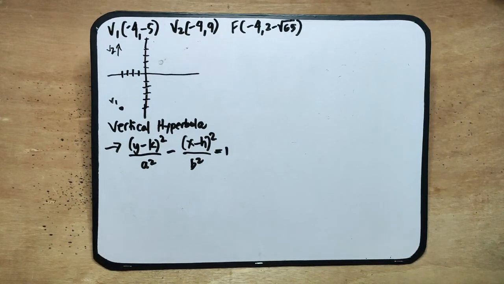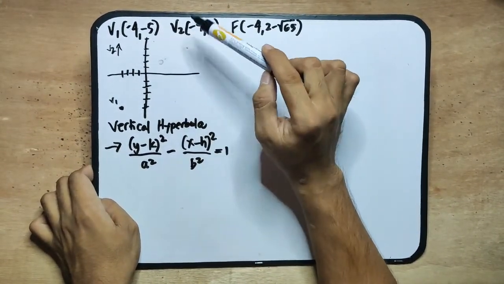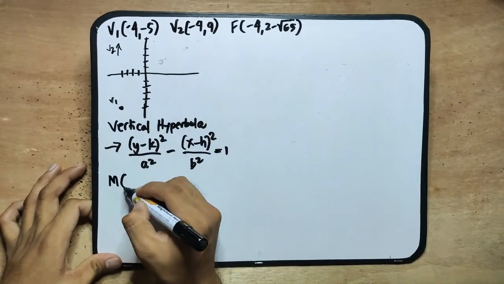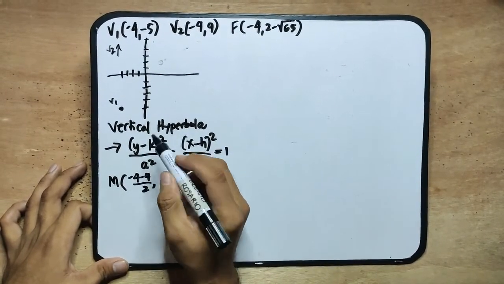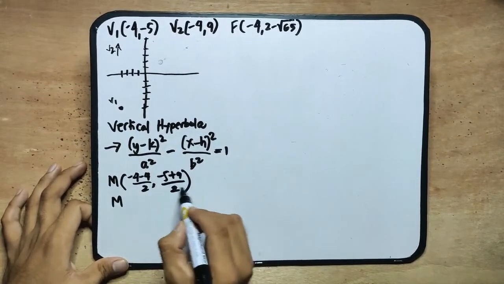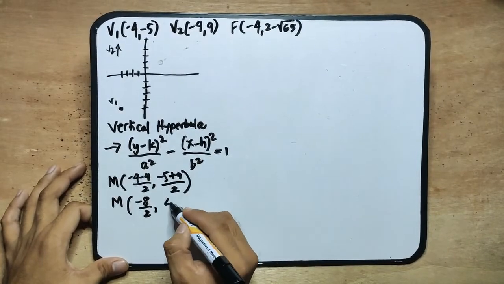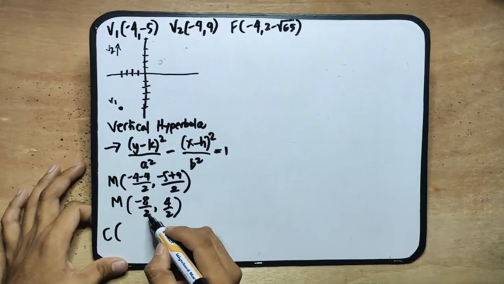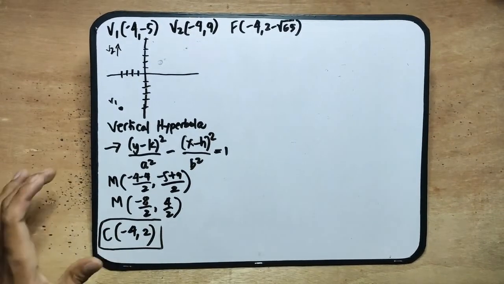Okay, so let's identify the center. How can we identify the center? Take note, the center is the midpoint of the two vertices and the midpoint of the two foci. Since the two vertices are given, we can identify the center by solving for the midpoint. So we have (-4 - 4)/2 and (-5 + 9)/2. Negative 4 minus 4 is negative 8 over 2, negative 5 plus 9 is 4 over 2. So the center is -8 divided by 2 is -4, and 4 divided by 2 is 2. This is our center. We now have the values of h and k.